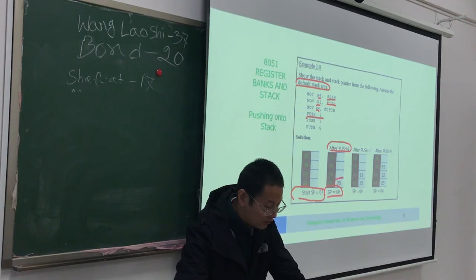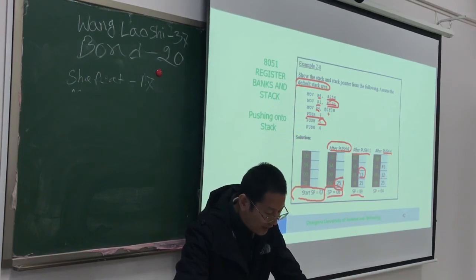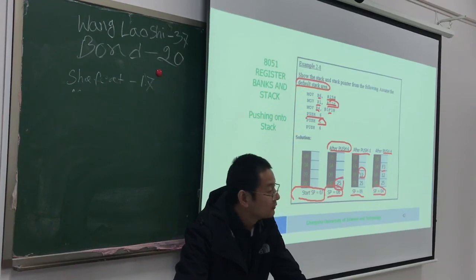So the 25 is stored here. After push 1, R1 is 12H, so 12H is stored here, and the SP is incremented by 1. The same for push 4. F3 is stored here, and SP is incremented by 1.